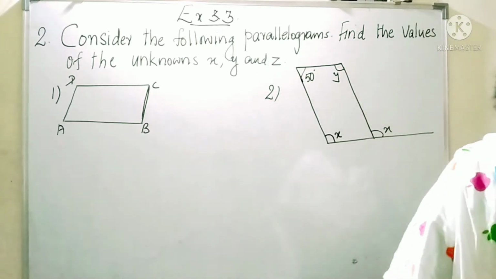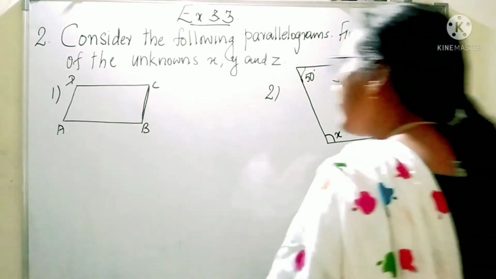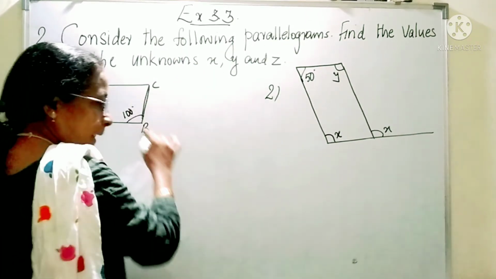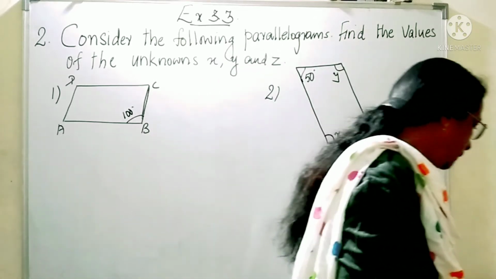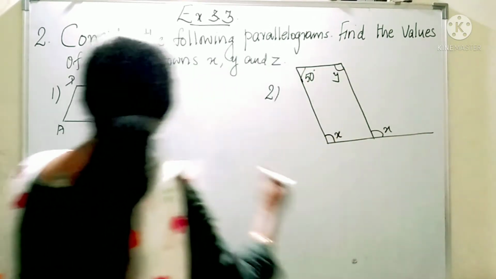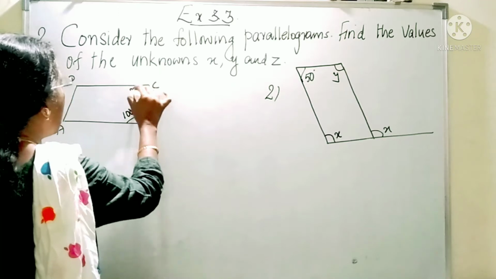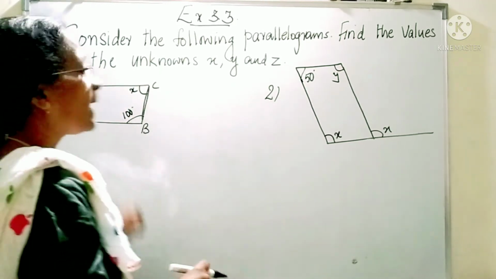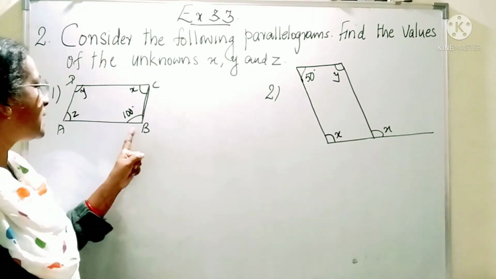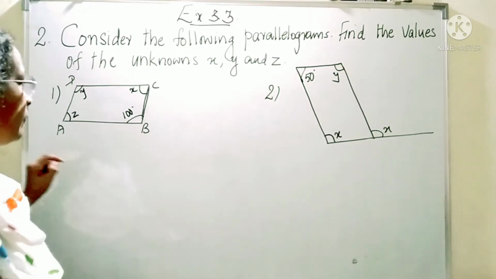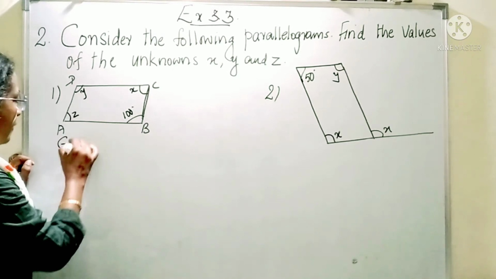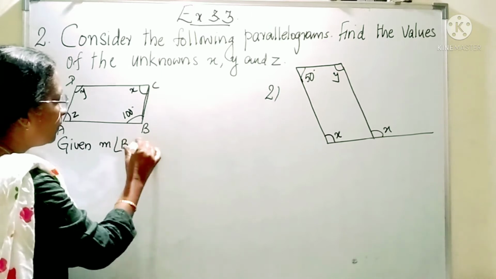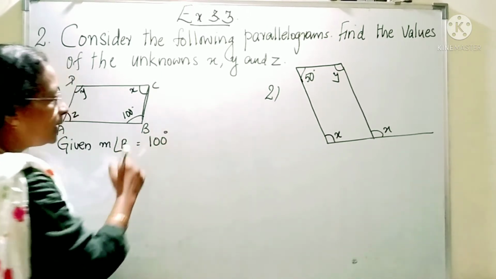Quadrilateral ABCD in which one angle is given, 100 degrees. And then they have given you three angles x, y, z. So here it is x, here it is y, and here it is z. Only one angle is given, angle B. So first we will write: given measure of angle B is equal to 100 degrees.